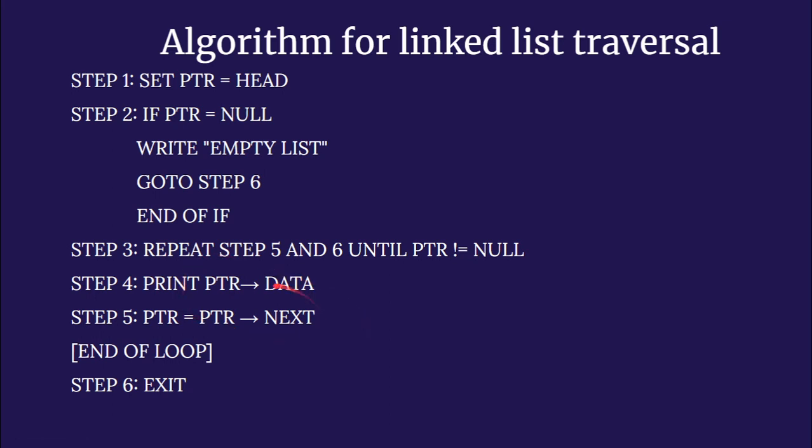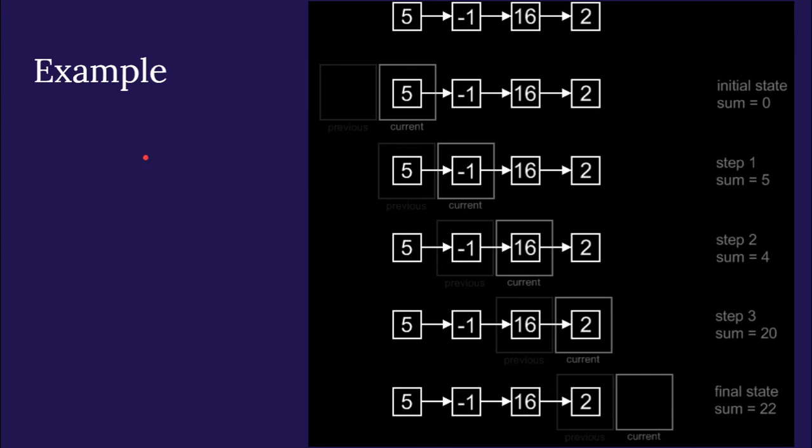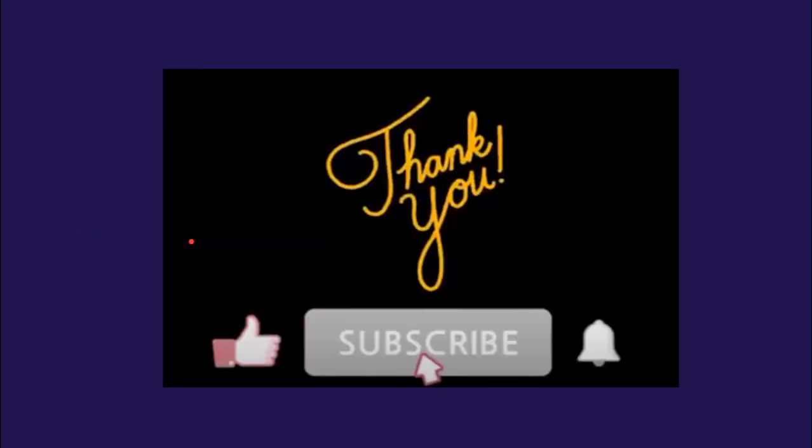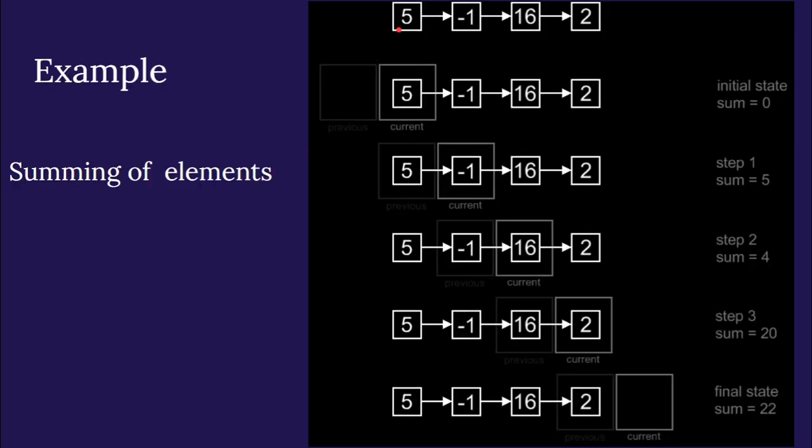Here the work done is only printing the data and pointing to the next data. So an example is given over here. Now an example shows how to sum the elements of the linked list. We can see from the example here: 5, -1, 16, 2. These are all the values of the nodes.